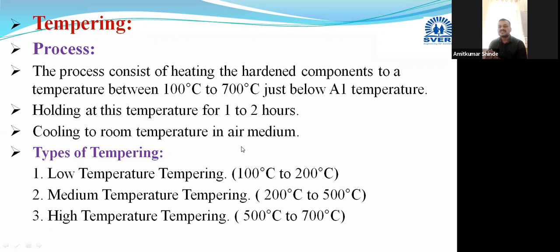Now, in the second type, that is medium temperature tempering, what will happen here? I have already told you the low temperature tempering process, and that will occur here. Martensite will decompose and form low temperature martensite, and some transition carbides will be formed. And again, one more process will occur: that low temperature martensite will decompose again.